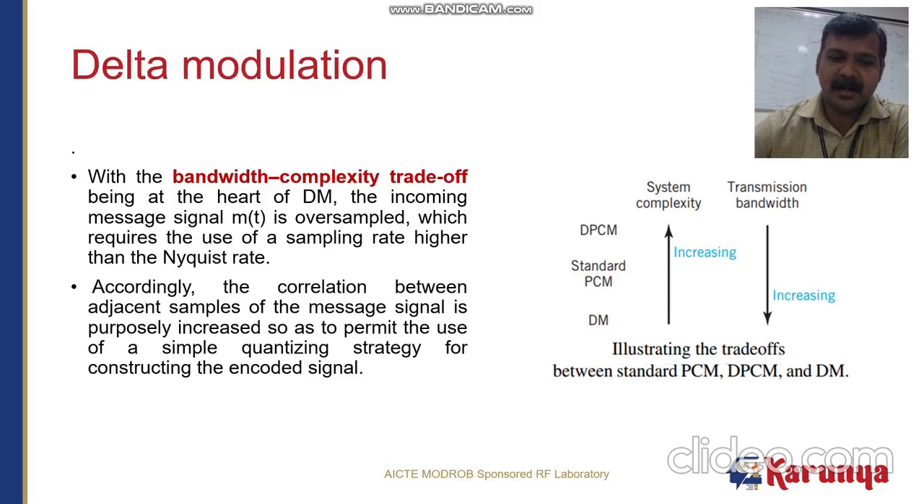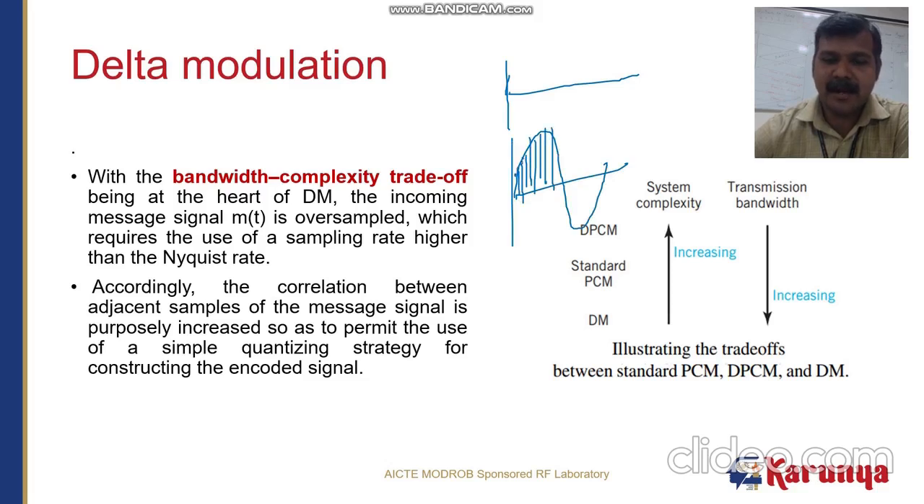How do you say that correlation here is higher? When you oversample a signal, what is the meaning of that? You are taking more samples, right? That means the successive difference between the sample amplitudes is going to be less. That is what we call the similarity between two successive samples being very high. That's what is termed correlation. So purposefully here we increase the correlation between adjacent samples so that we can use a very simple strategy for quantization in order to get the encoded signal.